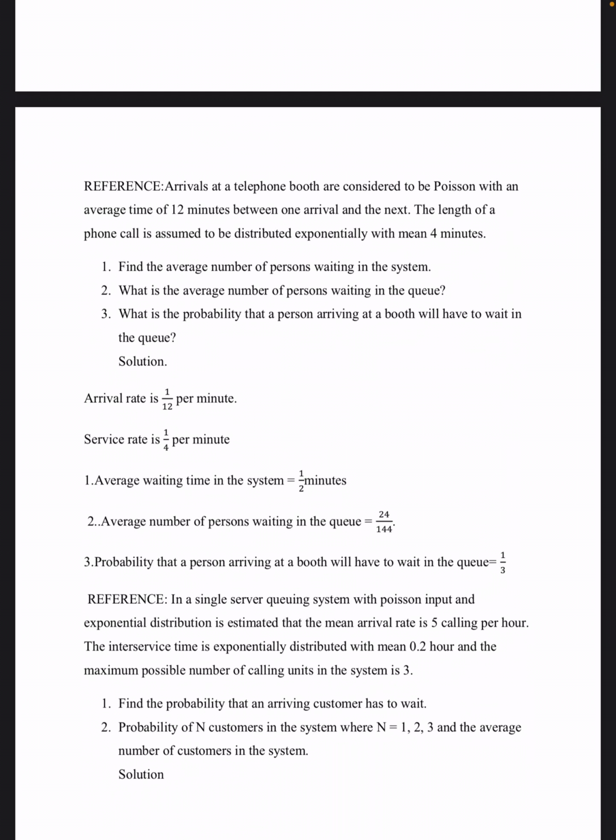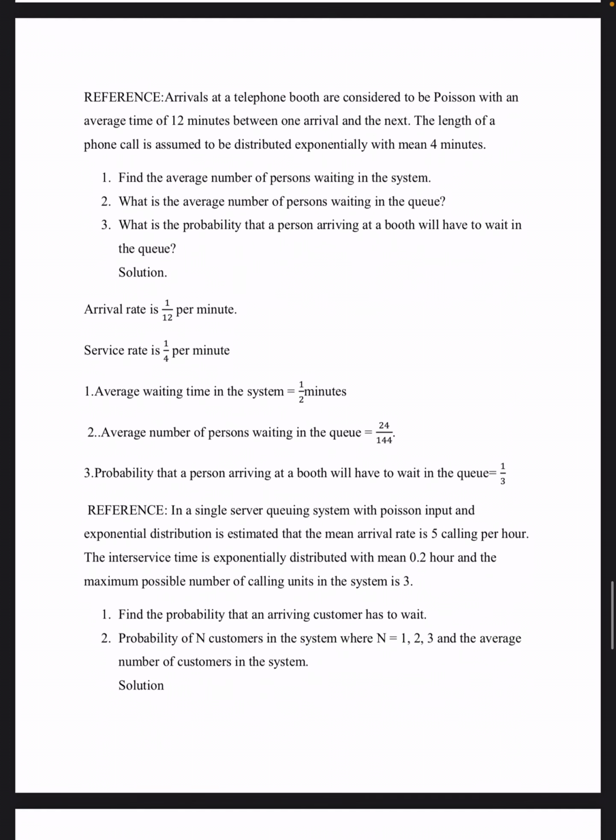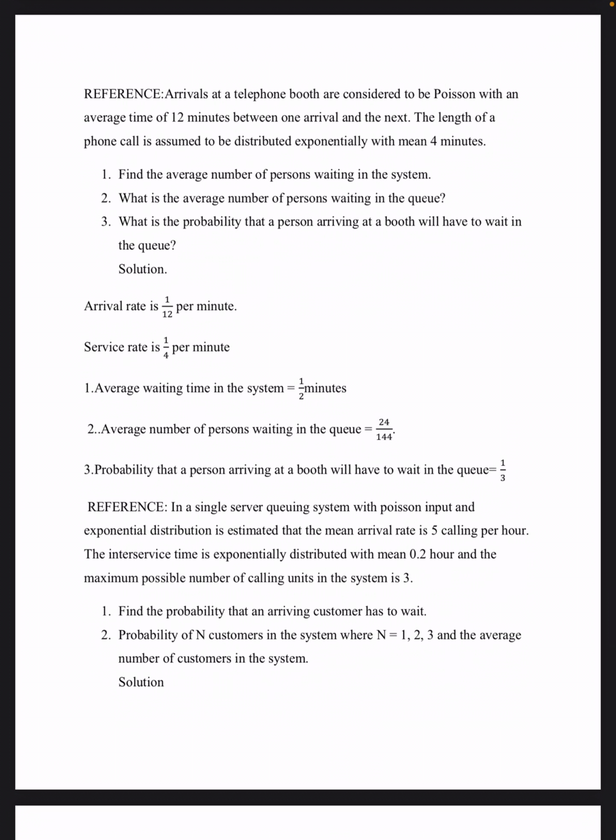Next one, arrivals at a telephone booth are considered to be Poisson with an average time of 12 minutes between one arrival and the next. The length of a phone call is assumed to be distributed exponentially with a mean of 14 minutes. First one, find the average number of persons waiting in the system. Second, what is the average number of persons waiting in the queue? Third, what is the probability that a person arriving at a booth will have to wait in the queue?